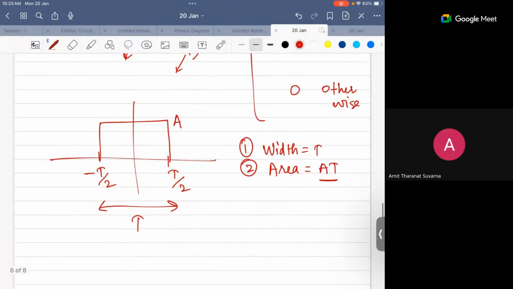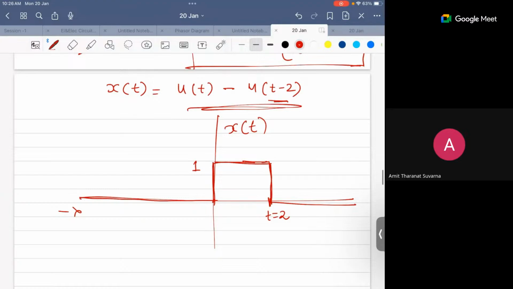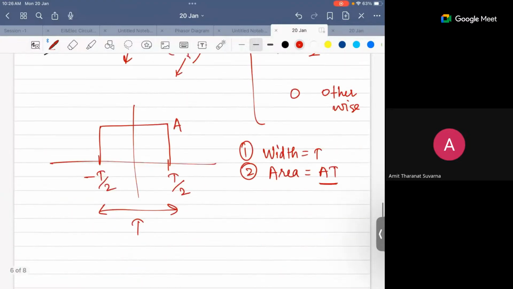Now, if you have been asked to represent this, minus tau by 2 to tau by 2, how can you represent this in the form of the unit step function? We have already learned something, right? From minus infinity to minus tau by 2, the value is 0, so you will not do anything. Now at t equals minus tau by 2, there is a gain of magnitude A, so you can write A times u of t plus tau by 2.